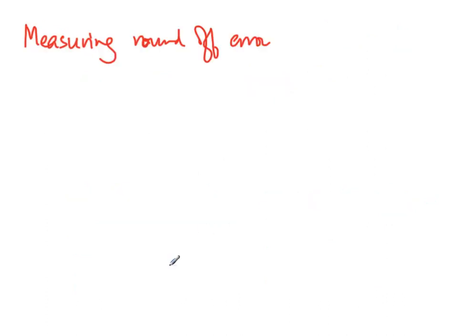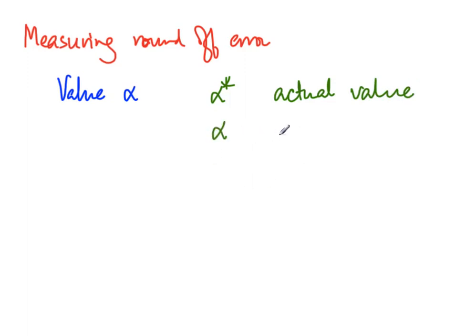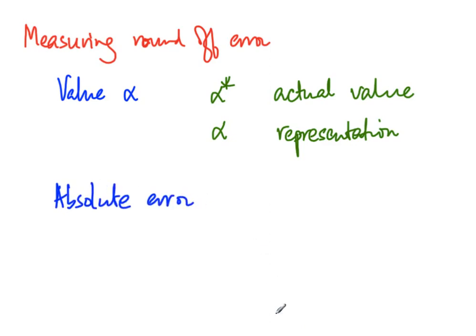So we need some kind of a notation or convention as to how we are going to measure the round off error. Usually if we have a value, say alpha, that we are trying to represent, then we use alpha star for the actual numerical value. That is, this is the mathematical value. And we use alpha without the star for the representation. This is the bounded finite representation that we have using our floating point mantissa and exponent representation. So what we really want is the difference between these two. If we are just looking for the absolute error, it is just the absolute difference between alpha star and alpha.